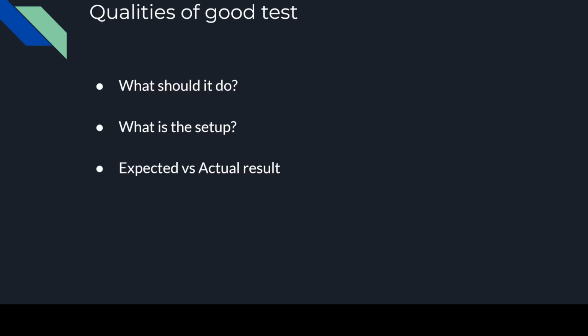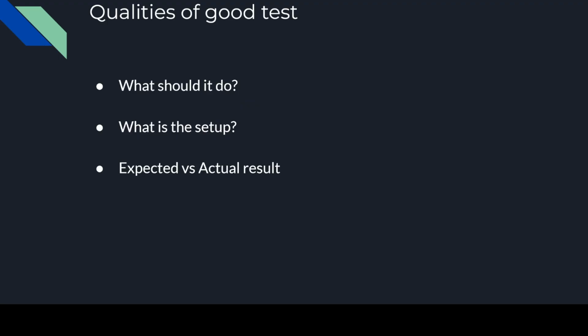Here are the qualities of a good test. There are three questions it needs to break down to. What should it do? What is the setup? And expected versus actual result. So let's break it down. What are you testing? The name of the test method should describe exactly what's being tested. For example, addNumbers_shouldReturnSum is a much better title than test1.